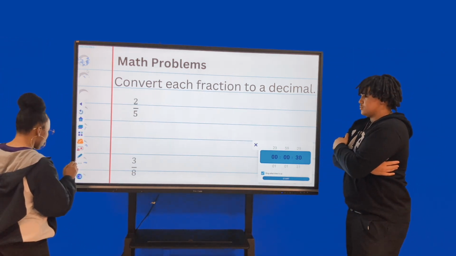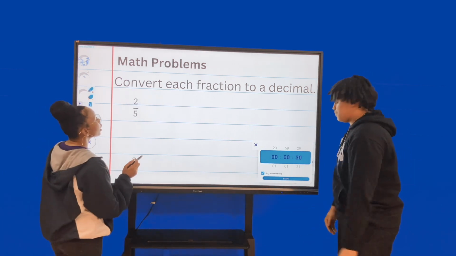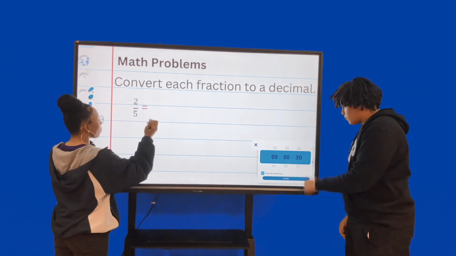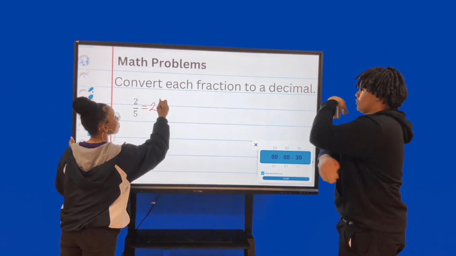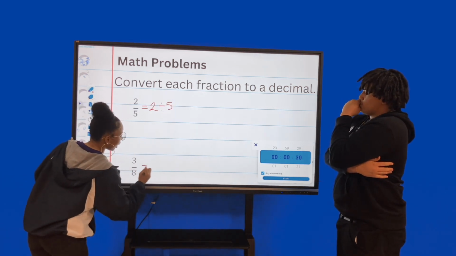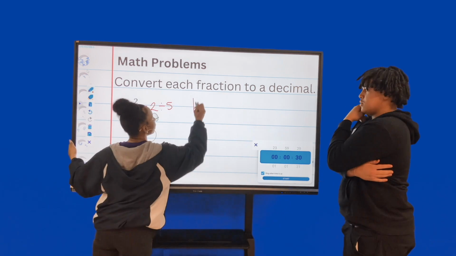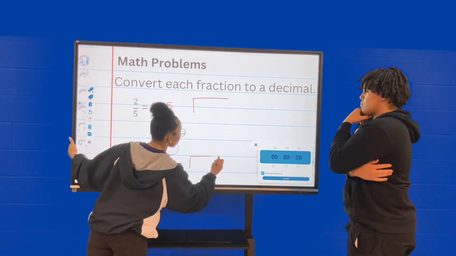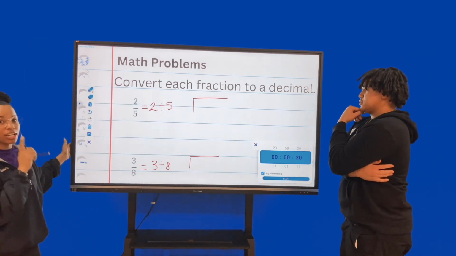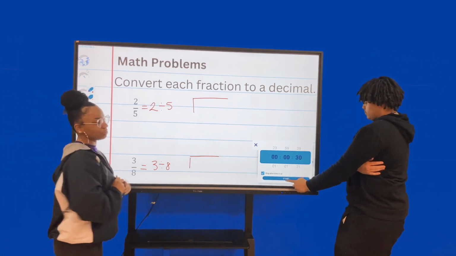So when you are converting your fractions to decimals, make sure you are reading it as 2/5 is the same as 2 divided by 5. And 3/8 is the same as 3 divided by 8, okay? So once again, you're going to have to use long division. So there's your hint. We're going to give you 30 seconds to try it, and then we'll come back and explain it, okay? Here we go.